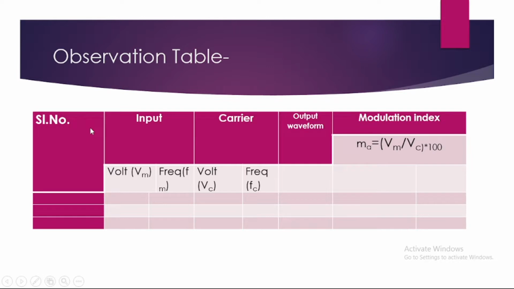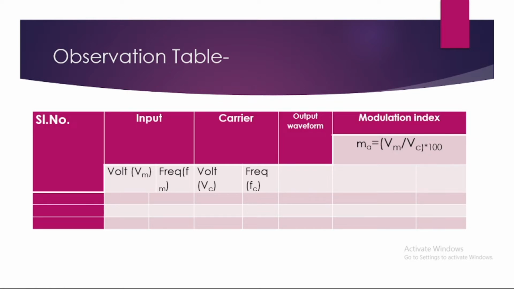In the observation table, you note the following: first the input signal voltage as well as frequency, then the carrier signal voltage as well as frequency, and draw the output waveforms, the input as well as the balance modulated output, and then find the modulation index. Modulation index is defined as Vm by Vc into 100.